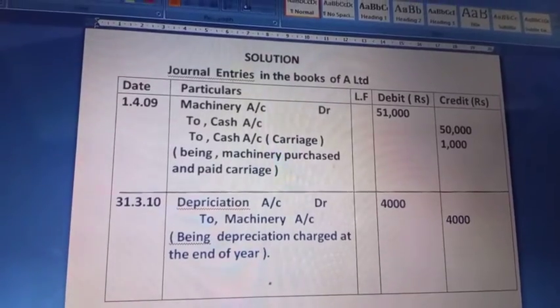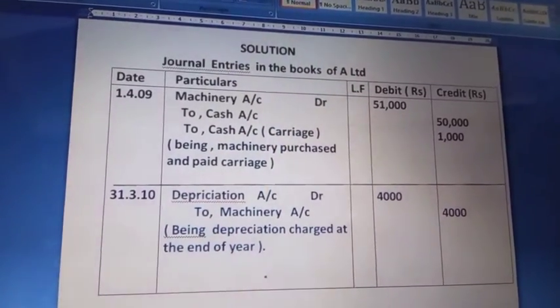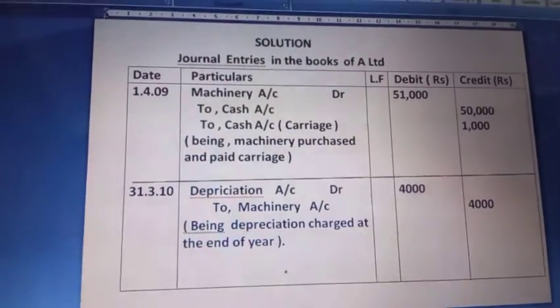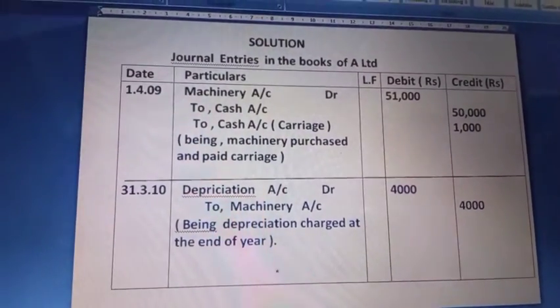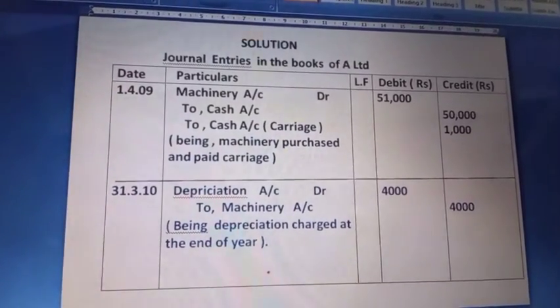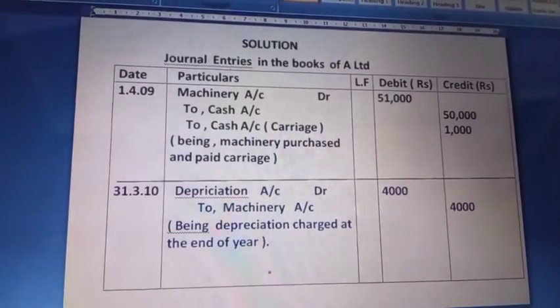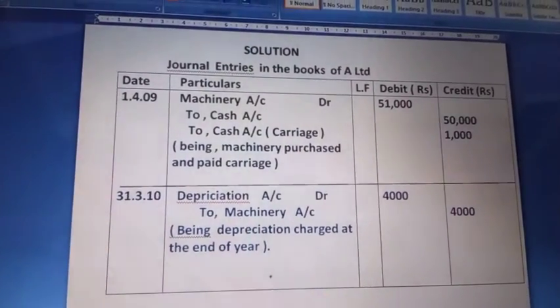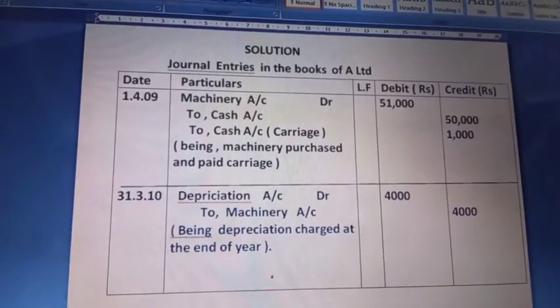So here on 1st April 2009, since we have purchased the machinery and we have incurred an expense also, that is carriage, and it was in cash, the total cost of the machinery on this date sums up to 51,000. Okay, and for cash we have given 50,000, and for carriage we have paid 1,000 as cash.